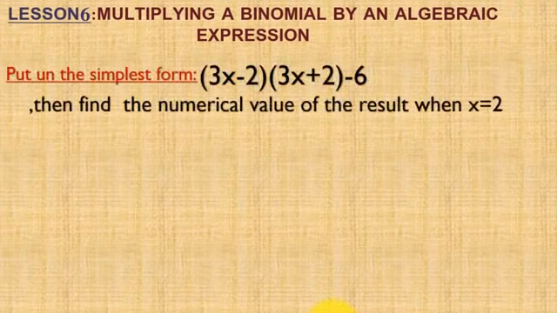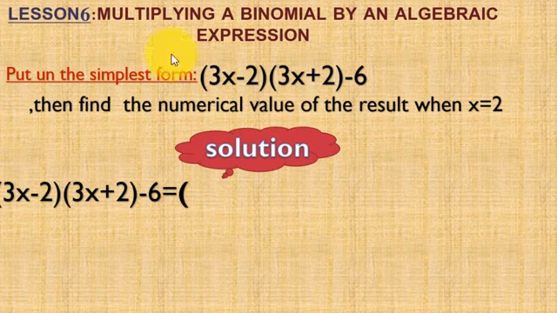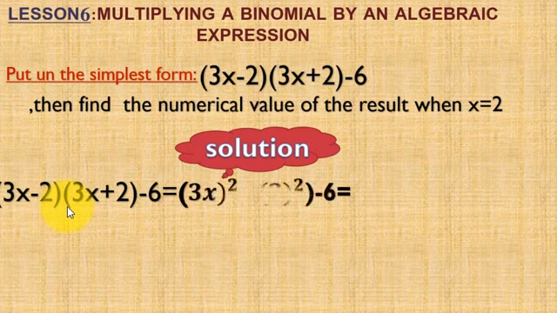Now, my dears, look at this example. Write in the simplest form (3x minus 2) times (3x plus 2) minus 6. Pay attention. Then find the numerical value of the result when x equals 2. When we multiply (3x minus 2) by (3x plus 2), we get 9x power 2 minus 4. Don't forget to put negative 6. So, we will calculate it as 9x power 2 minus 4 minus 6.